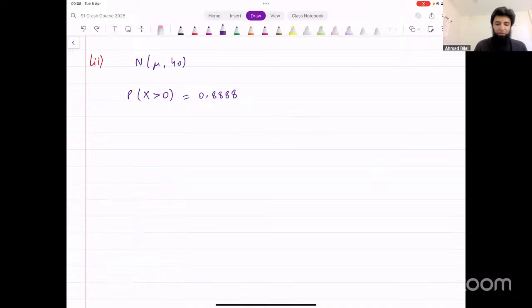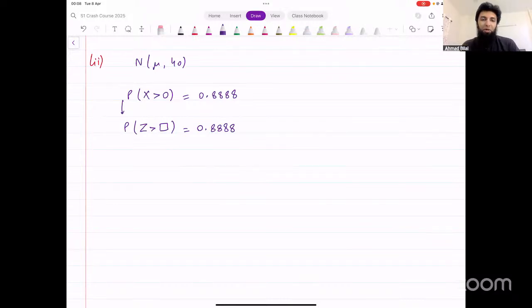What's the process for this? First of all, you write this in Z form. So you say, this corresponds to Z greater than some value that we have to find out. That should equal 0.8888. Okay. Now, we need to figure out whether Z is positive or negative. How do you do that?